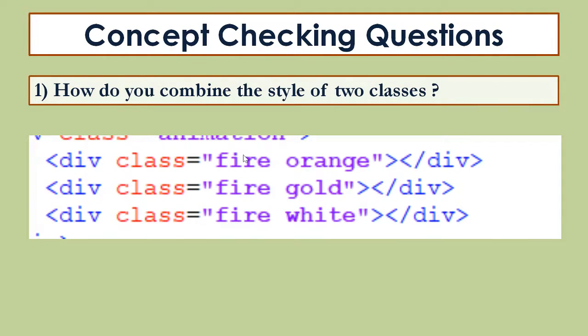If you do that, it's taking the properties of the first name, which is fire, and combining it with the second one. So this is really useful if, like here, you want to have a set of properties that you want to share between multiple classes, but then also have unique properties for each specific class.